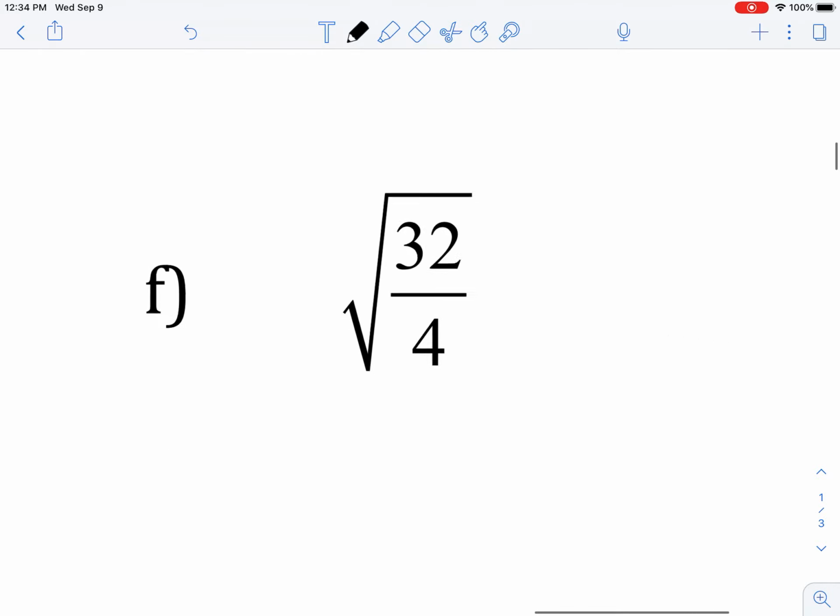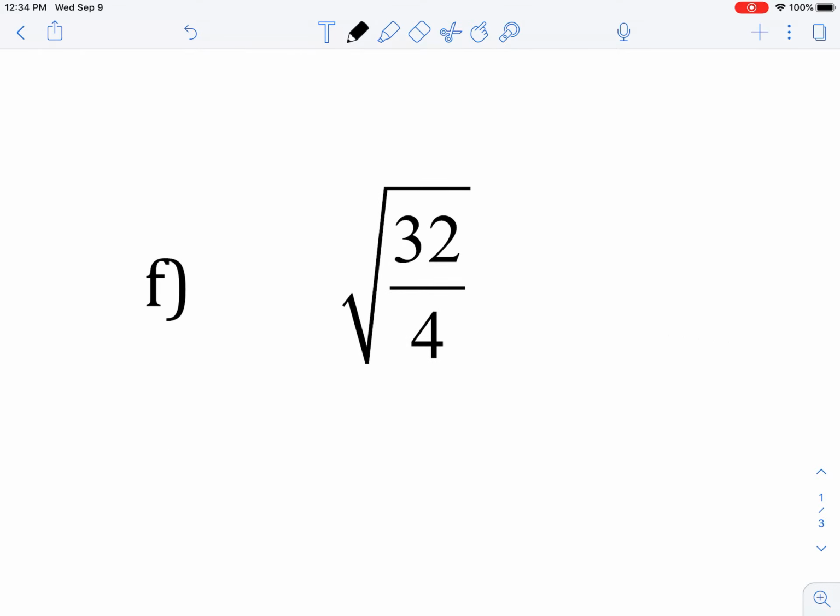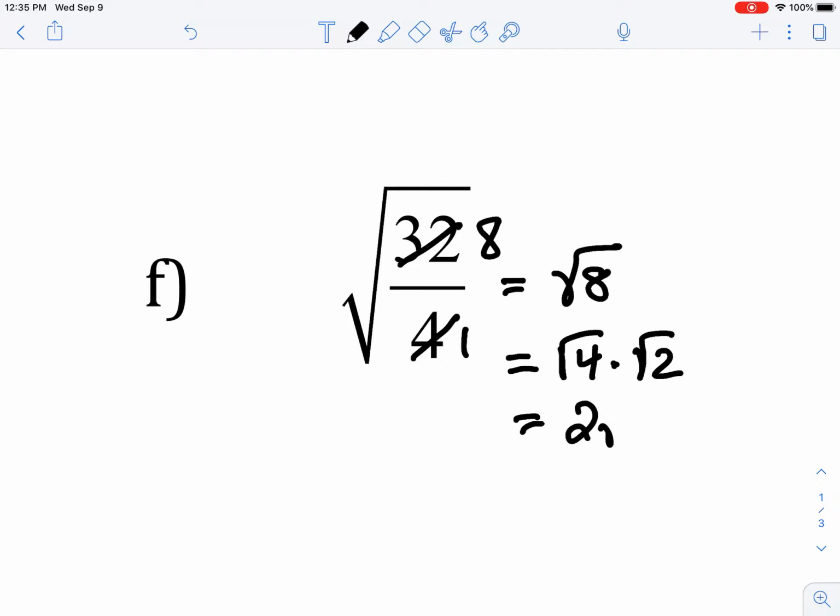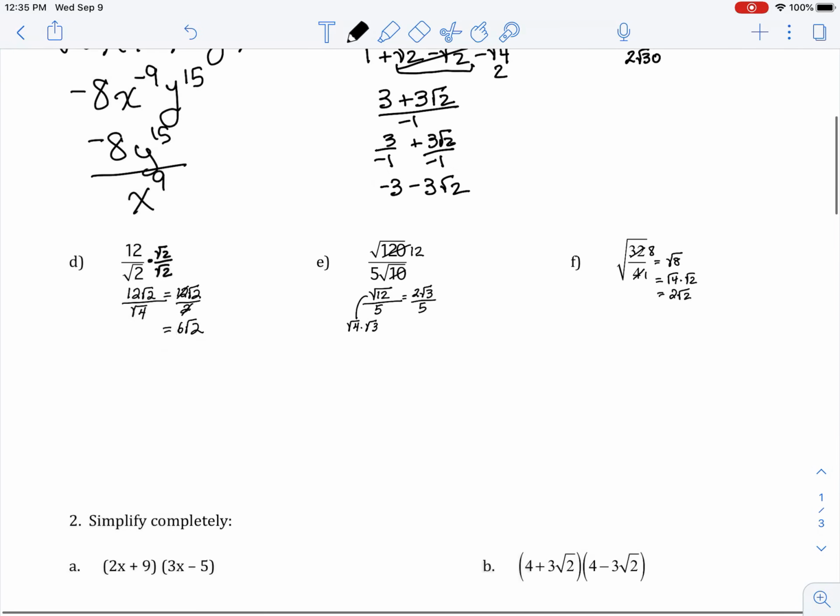Last review, and again, similar to the previous example, when you have a fraction inside a radical, you should always try to reduce the fraction first. 4 does divide into 32 8 times. This gives me root 8 because the 4 becomes 1, and that simplifies to root 4 times root 2, which is 2 root 2. All right, so that is a review of Unit P for the exponents, and the rest was a review of Objective 1.